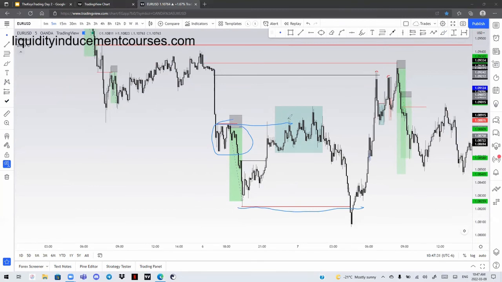So whenever price grabs that liquidity, we can either look for sells, and the sells make sense also. I'll show you why now. Simple way: look at where the candle closed. 100% fill on the imbalance, right? So you can take a sell here.